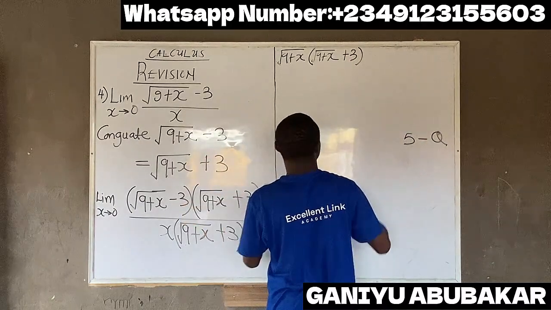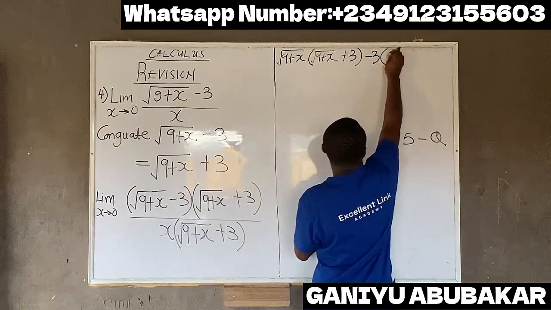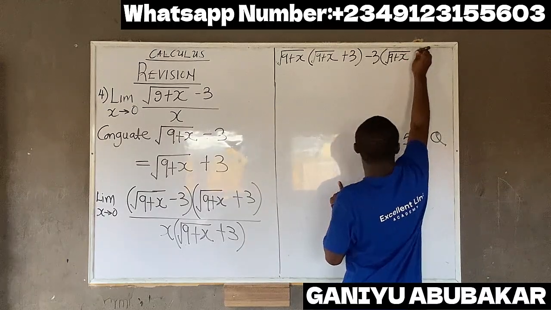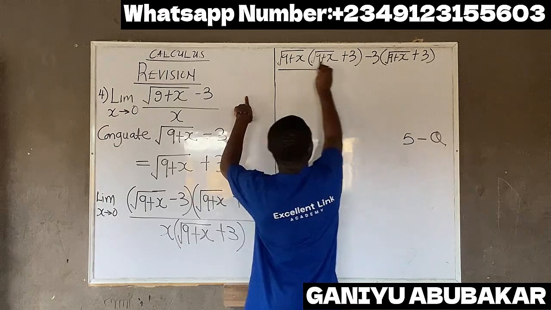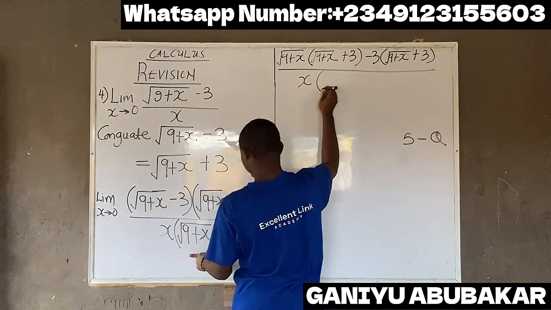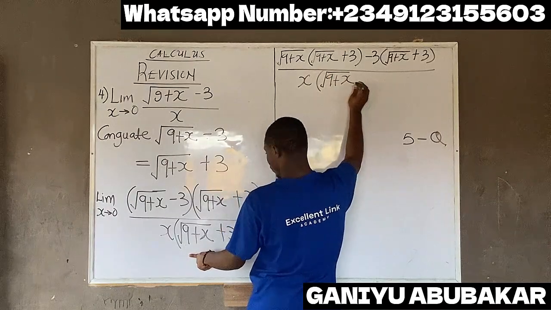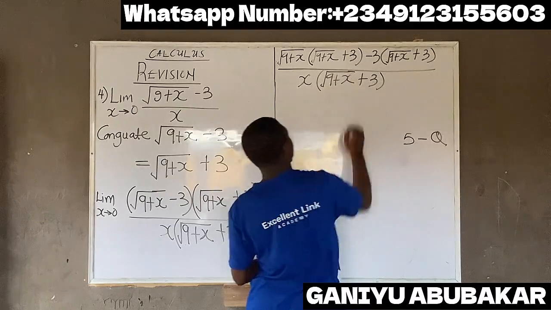Next up, minus 3. Multiply by everything, and that gives you root 9 plus x, and of course plus 3. That's my numerator, all over the denominator, which gives you x times root 9 plus x, and of course plus 3. It becomes my expression here.